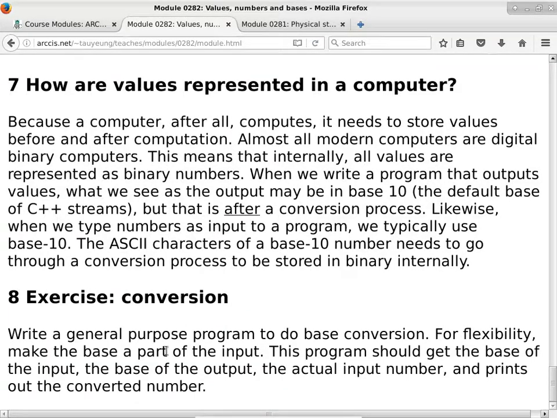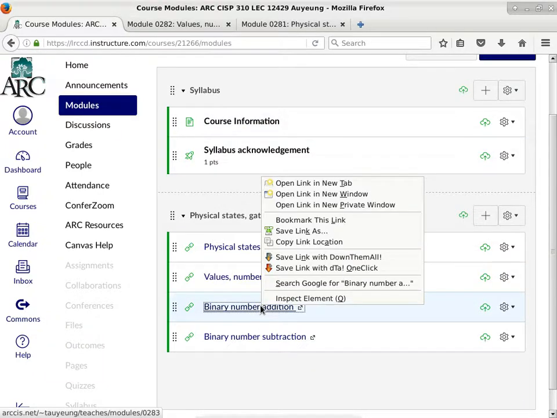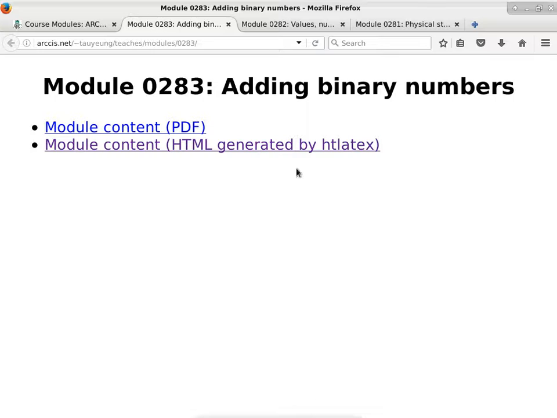Here is an exercise for conversion. It's a suggested activity, but you don't have to do it. We are moving on to adding binary numbers. Are there any questions before we proceed? Like, what is a base? How do we convert bases? We are mostly concerned about base 2 at this point, so focus on base 2. Are there any questions about how values are represented in base 2? Not yet? Okay, that's fine. Not a problem.